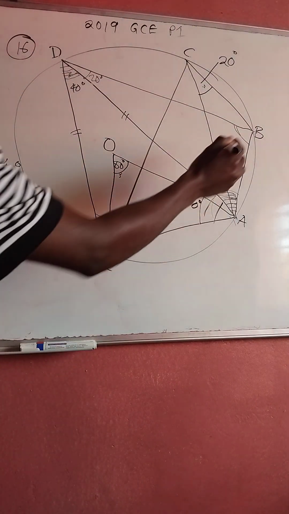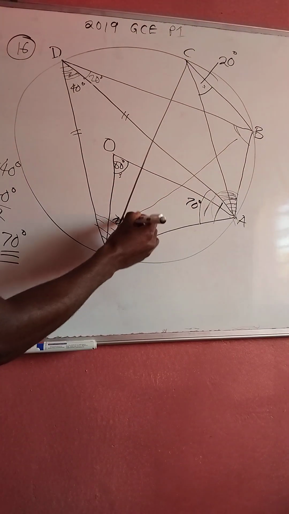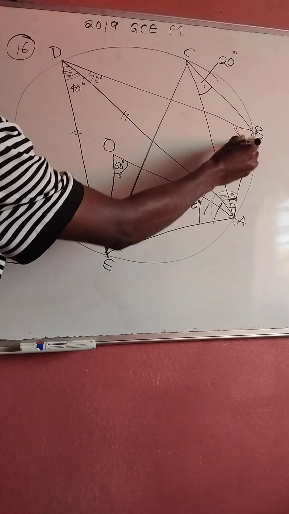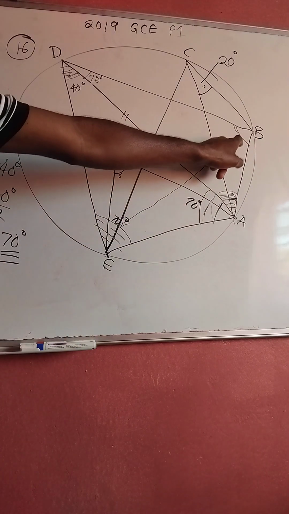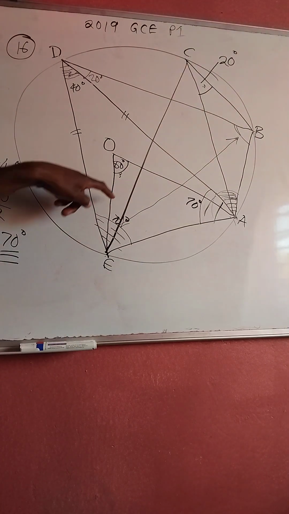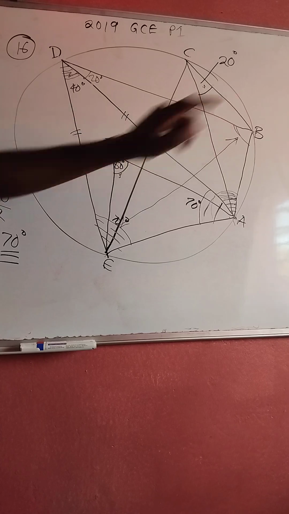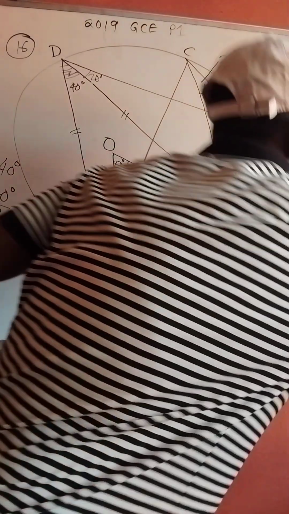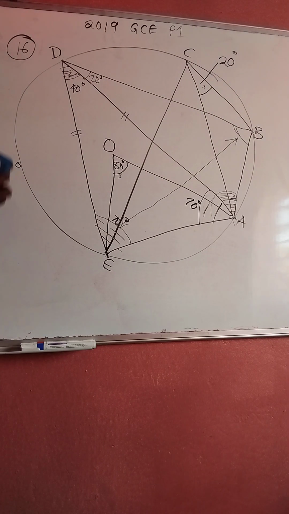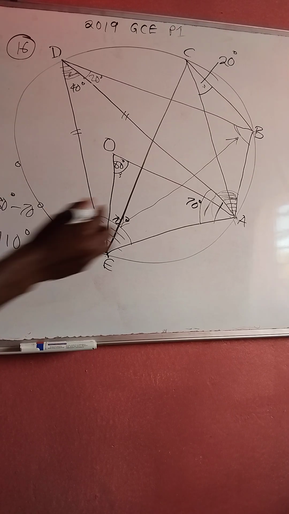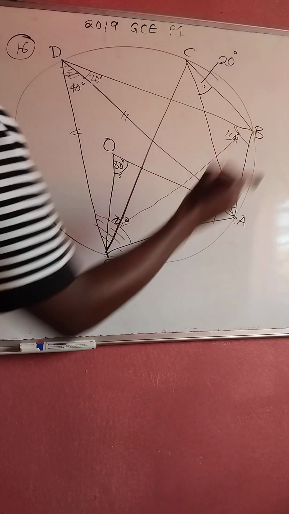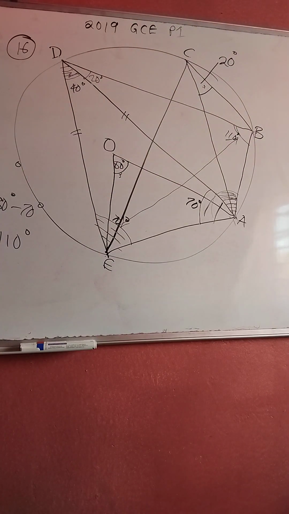There's a property that this angle here is directly opposite to this 70 here. Angles in a cyclic quadrilateral which are opposite add up to 180. So to find this angle, we subtract 70 from 180, which gives us 110. So there's a 110 here.